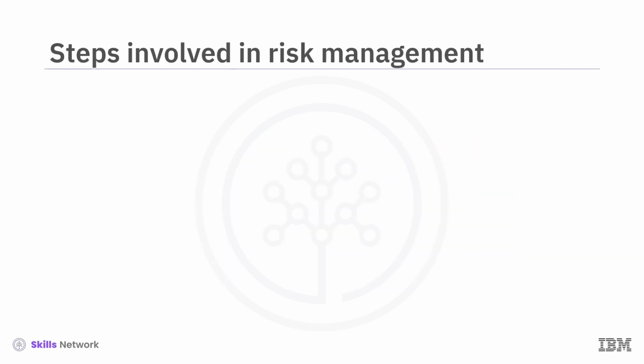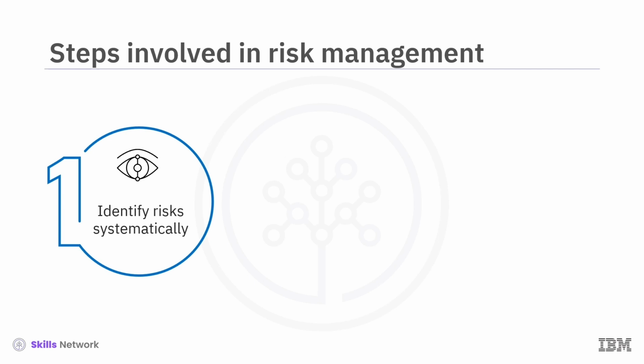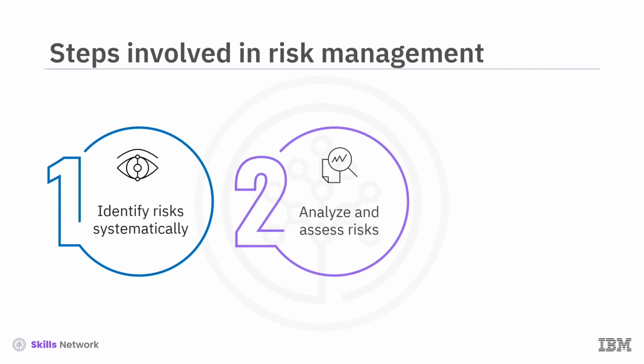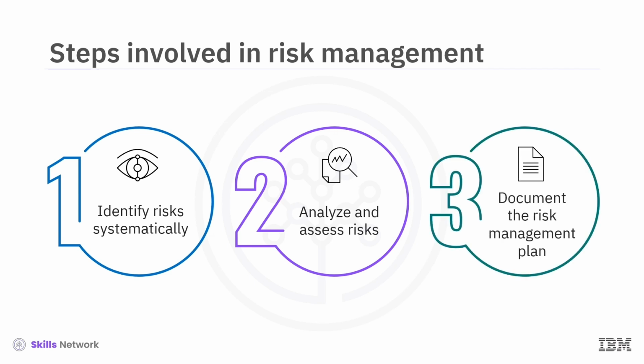Effective risk management involves 3 essential steps. Step 1 is to identify risks by systematically uncovering challenges that could impact stakeholders, workflows, or systems. Step 2 is to analyze and assess risks, focusing on their likelihood and impact to effectively prioritize actions. Step 3 is to document the risk management plan, including strategies to mitigate risks and assigning responsibilities.